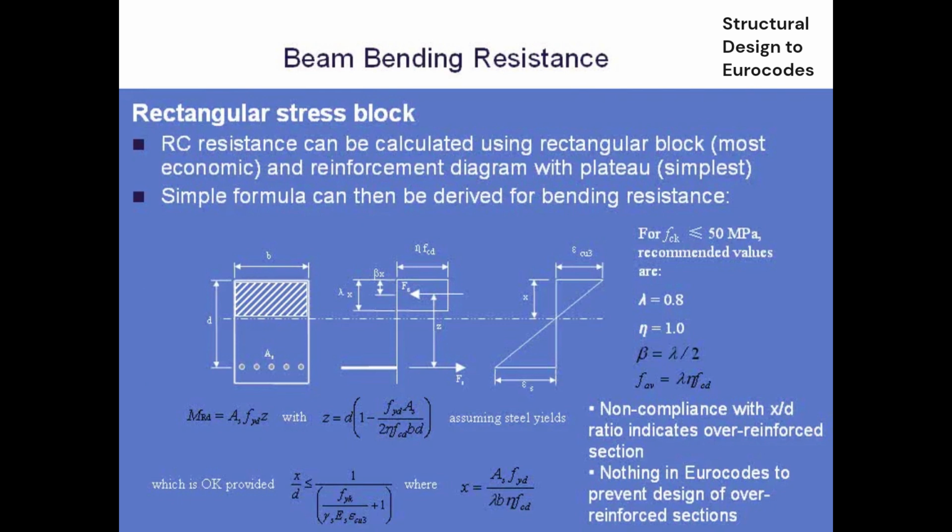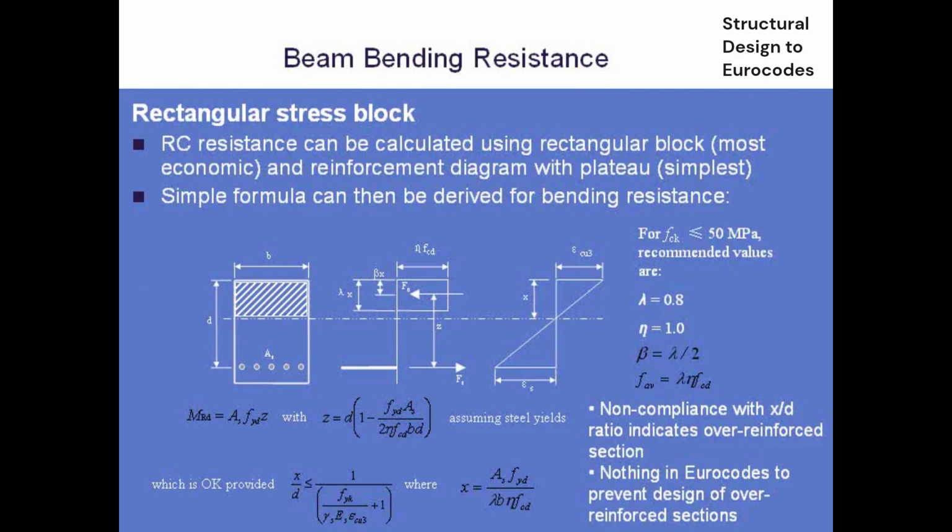If we know that simple diagram, we can very easily balance the forces in the concrete against the forces in the reinforcement, and produce a simple bending resistance formula. The bending resistance is just the steel area times the yield strength times the lever arm, where the lever arm is a function of the stress block here. So there's nothing else to calculate other than functions of the stress block.